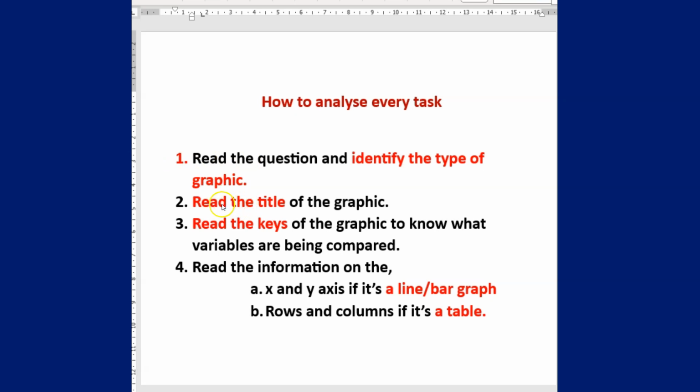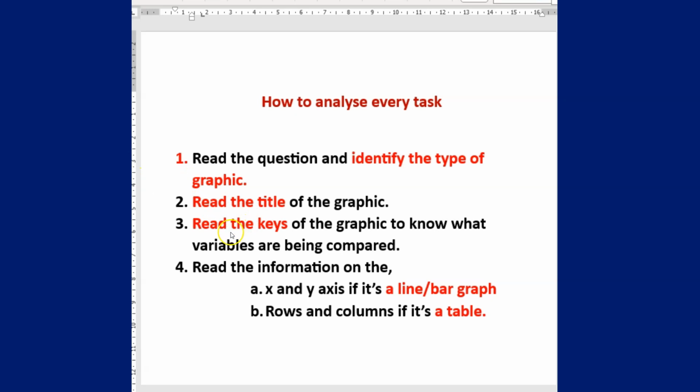Now after doing that, the next thing to do is to read the title on the graph. Some of the questions will come and there will be a title on it. Aside from the question, you'll find a title on the graphic itself. So you have to read that title and know what exactly it means. The reason you have to read the title is that sometimes the title clarifies. It gives you a clear description of what you are going to examine. It even gives you a further way to paraphrase your question.